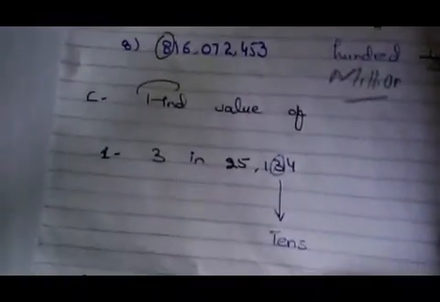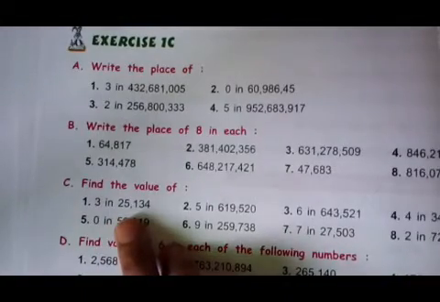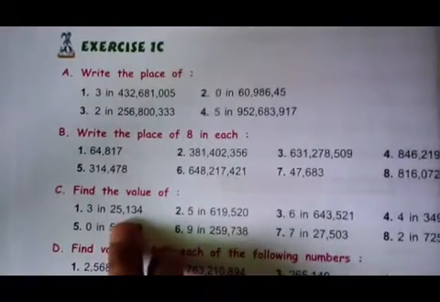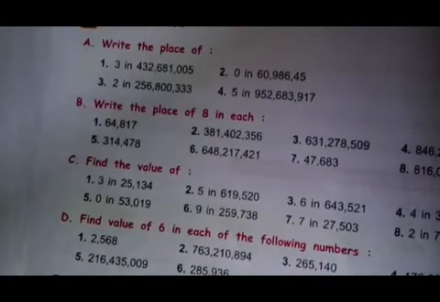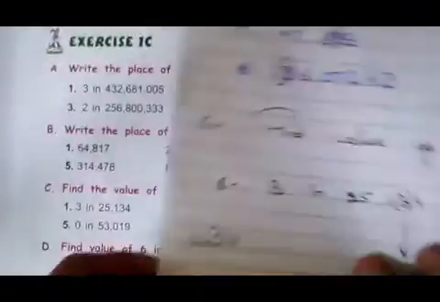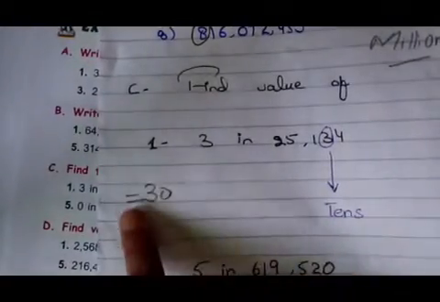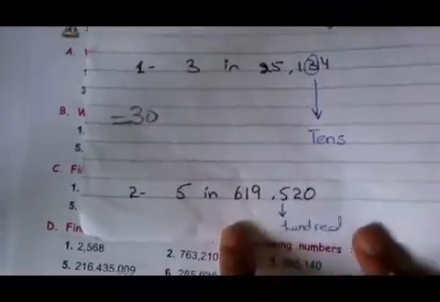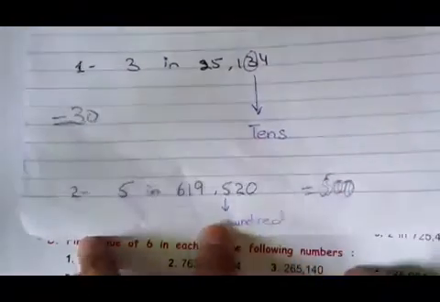Find the value. Now we are going to give the value of 3 in 25,134. So the value of 3 is 30. So write here 30, THIRTY, or we can also write it in this way. 3 is on tens place. So the value of 3 is 30. Look at here, 5. 5 is on 100th place. So the value is 500. So the value of 5 is 500.